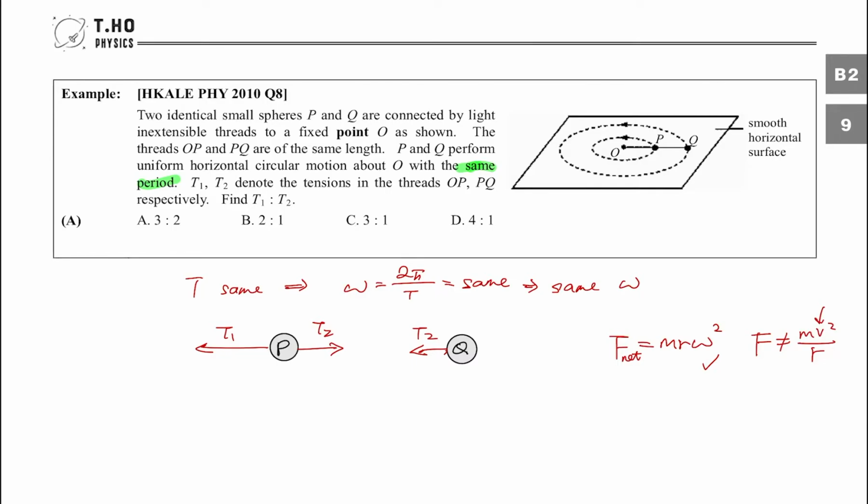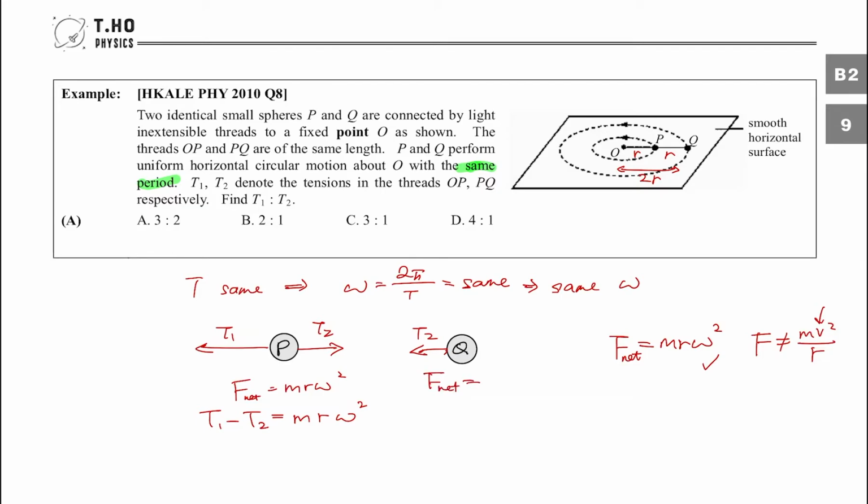So for example, let's take a look at P. F net equals mr omega squared. For F net, we have to write T1 minus T2 equals mr, the radius, I just call it r, and it will be omega squared.